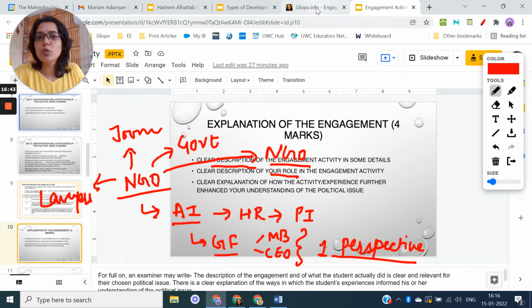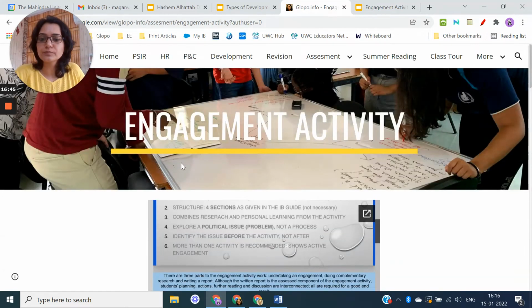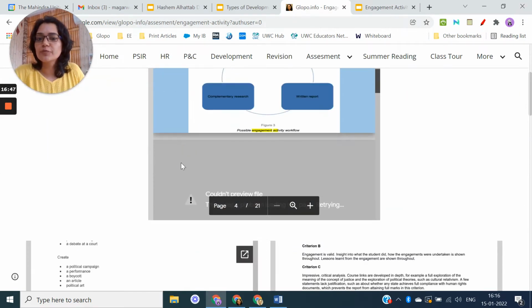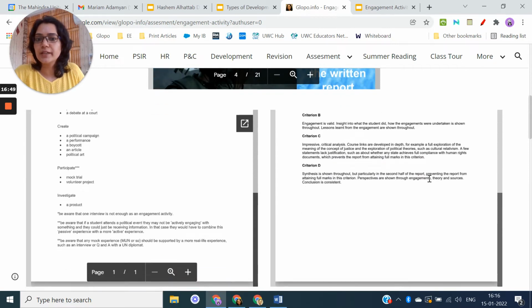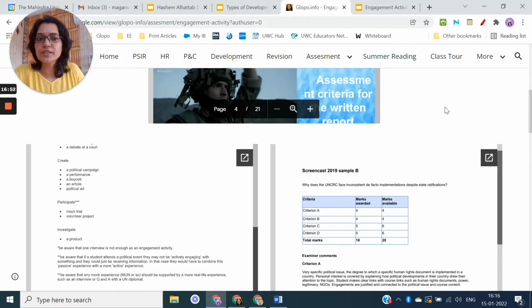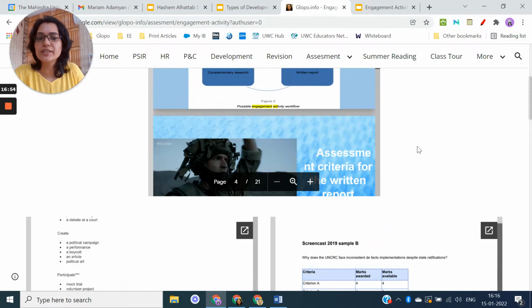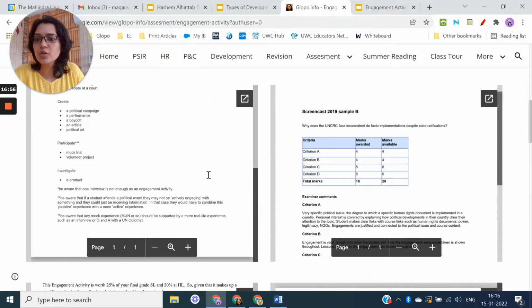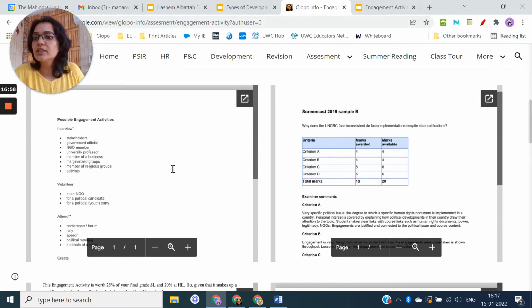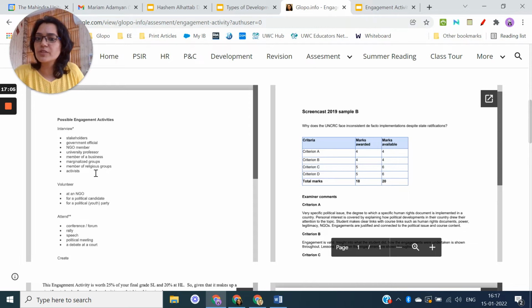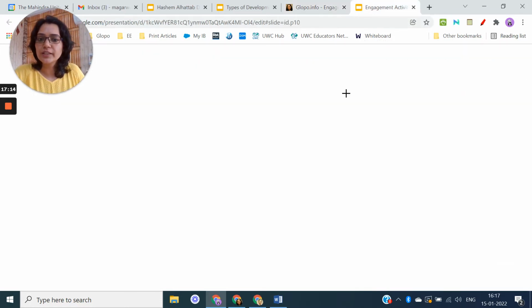Now, once you open my glopo.info site, you will find even the link of this presentation that I'm taking, though I will be pasting the link in the description box as well. Here you can see the engagement activities you can undertake: stakeholder, government official, NGO member, university professor. You can interview any of these, and in case you want to include any other, you can do that as well. Fair enough. What are the engagement activities?